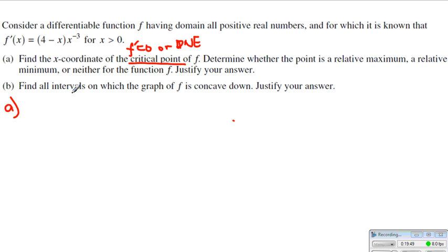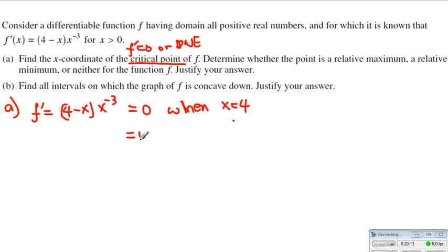Now, since they gave us the first derivative as (4 - x) times x to the negative 3 power. Of course, this will be equal to 0 when x is equal to 4. But this will not exist when x is equal to 0, because this becomes the denominator.